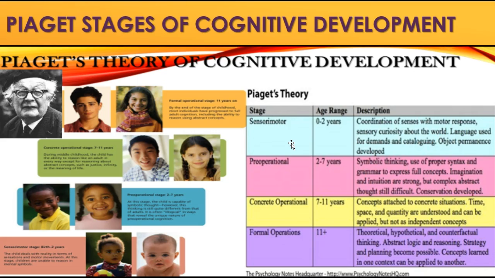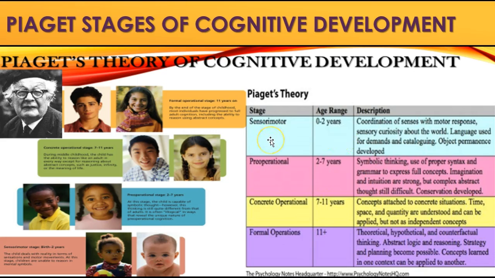So his first stage is called the sensorimotor stage, which he says is from birth to 2 years. And here children supposedly have a sense of coordination with the motor responses, the sensory curiosity about the world, language used for demands and for cataloging information, and something called object permanence. And we'll talk about object permanence. That's the sensorimotor stage from ages 0 to 2 years.